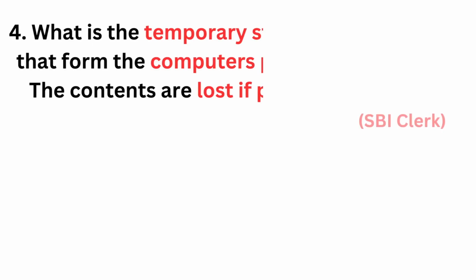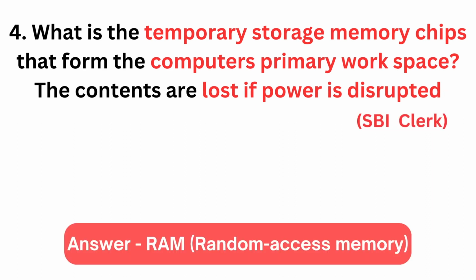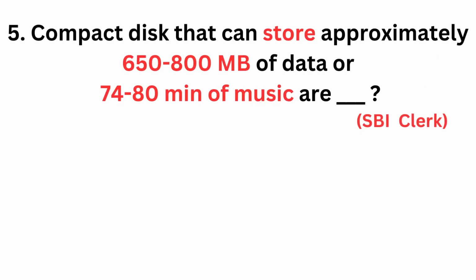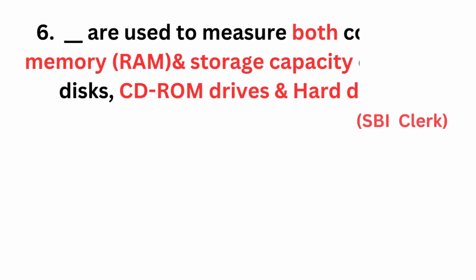TB, terabyte. What is the temporary storage memory chips that form the computer's primary workspace, where the contents are lost if power is disrupted? RAM, random access memory. Compact disks that can store approximately 650 to 800 MB of data or 74 to 80 minutes of music are what? CD-ROM, compact disk, read-only memory.